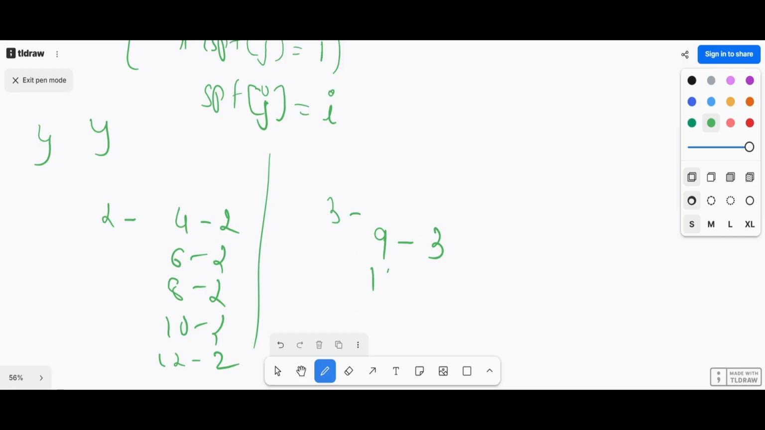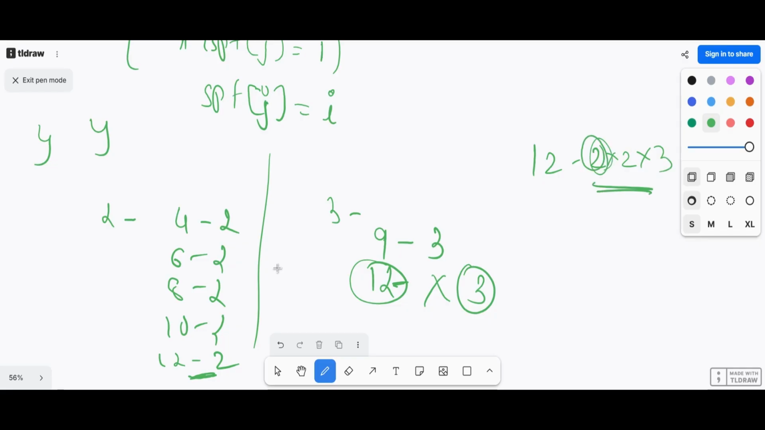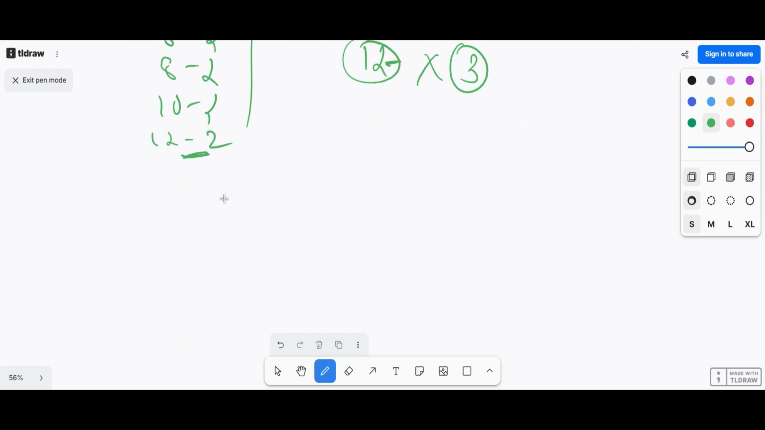Okay. Now, 9 plus 3 is 12. But 12's smallest prime factor is already 2, so you will not mark it as 3. 12 is 2 into 2 into 3. So the smallest prime factor is again 2, it's not 3. So you will not mark it. So this way you will get the smallest prime factor of each number.